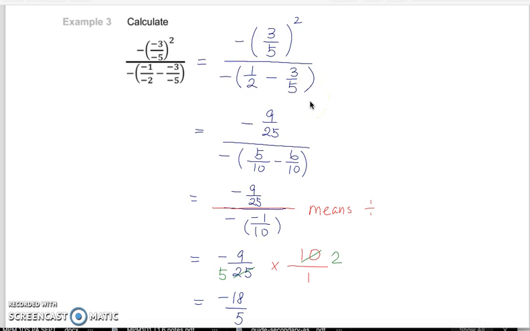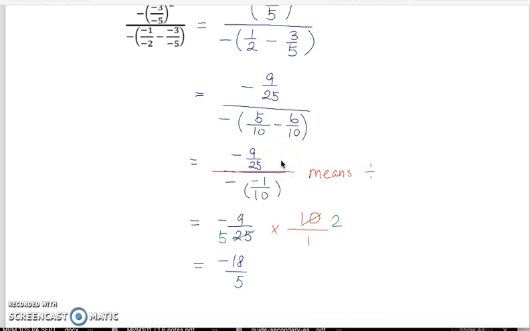When we have a big weird fraction like this, we can look at the numerator by itself first, and then simplify last, okay? So let's work out negative of 3 over 5 squared. That's negative 9 over 25. And then we need to simplify 1/2 minus 3 over 5 in brackets. Look for the common denominator 10. 1/2 becomes 5 over 10, and 3/5 becomes 6 over 10. So now we have negative 9 over 25 in the numerator over, well, negative, so it's really 1 over 10.